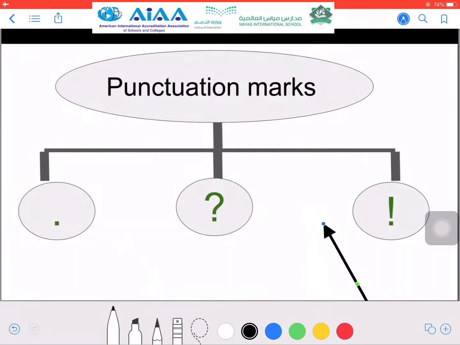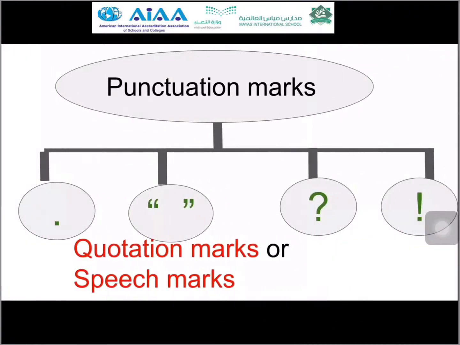Today we are going to learn a new punctuation mark called, as you can see, quotation marks. Quotation marks. Repeat after me. Quotation marks, or we call them speech marks.